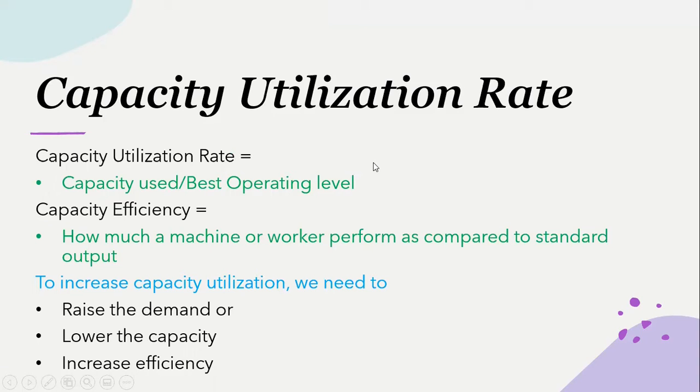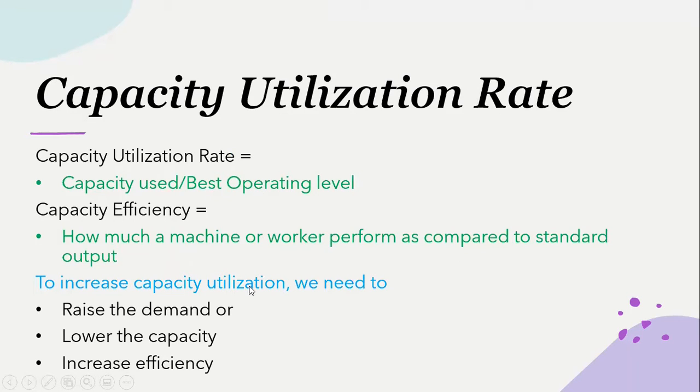So now we come to capacity utilization rate. It is equal to capacity used divided by best operating level. We will see what is the best operating level towards the end of this lecture. There is another term known as capacity efficiency. It is how much a machine or worker performs as compared to standard output.